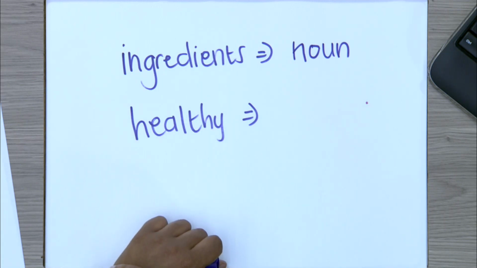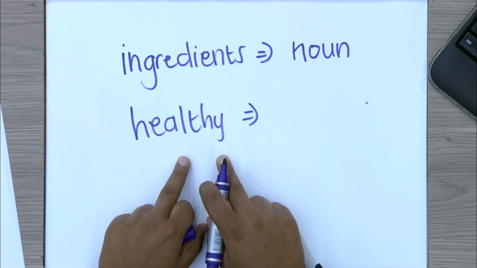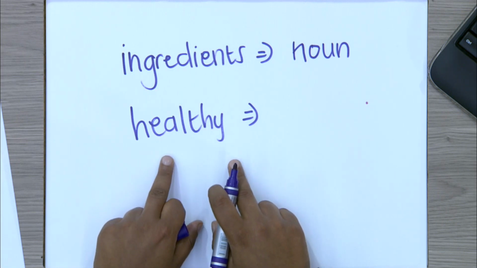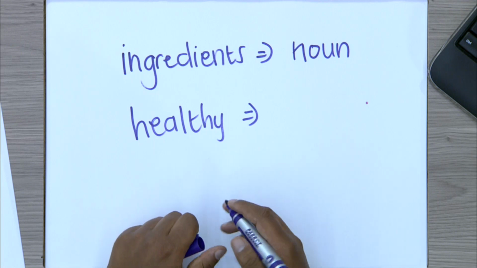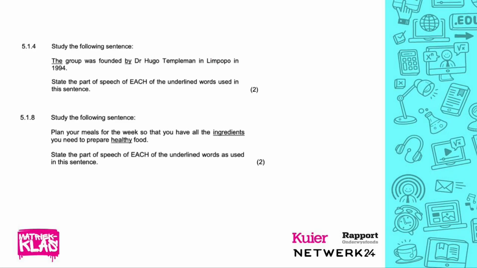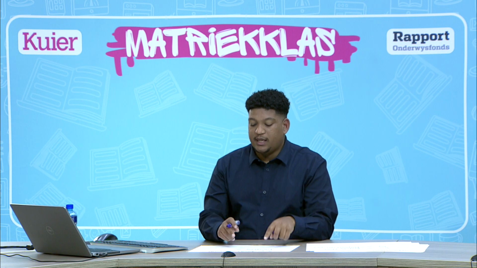And then I've got healthy. So where does healthy fit in? Right? The sentence says, plan your meals for the week so that you have all the ingredients you need to prepare healthy food. So, what am I preparing? Healthy food. Prepare tells me, that's my verb. Okay? Speaks of prepare healthy food. What am I preparing? Food. So if ingredients is a noun, my question to you, wouldn't food also be a noun?